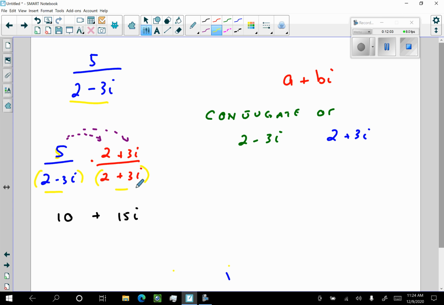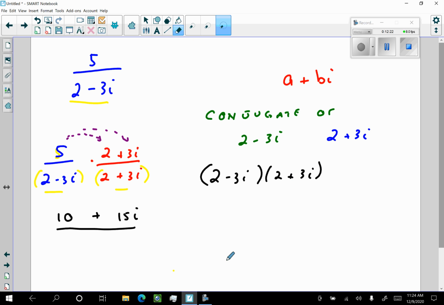Let's go over here and keep in mind that's what goes on the bottom of this right here. So let's come over here and do this multiplication separately. Let's go 2 minus 3i times 2 plus 3i. And we're going to use the FOIL method on this because we're multiplying two factors of 2 terms each. So I'm going to go first. 2 times 2 is 4. I'm going to go to the outside. 2 times 3i is positive 6i.